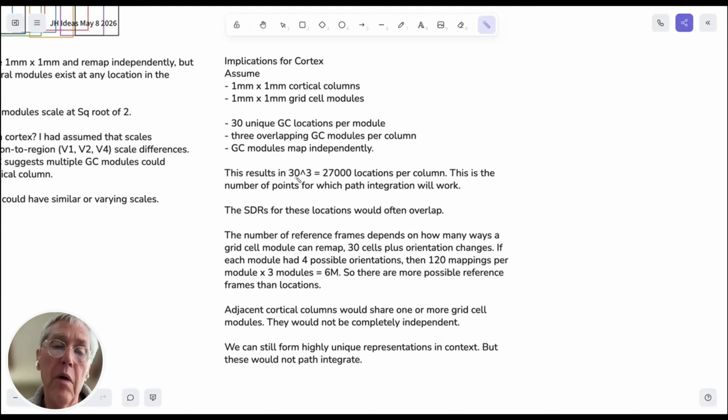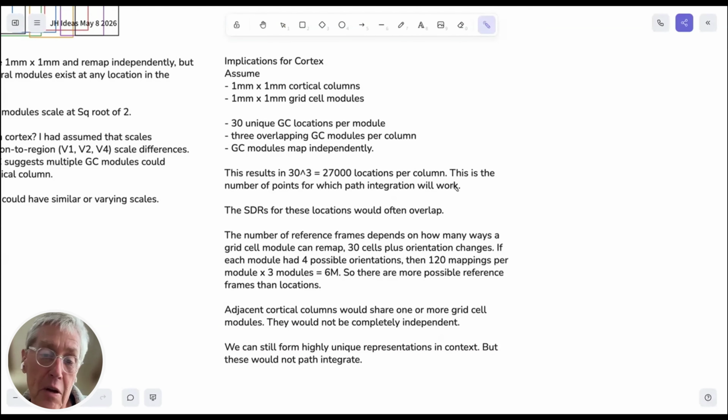Instead of one module, I have 30; two modules, I have 900; and three modules, I have 27,000. So this meant going from 30 unique locations to 27,000 unique locations, which is not bad. This is the number of points for which path integration would work. Meaning I could path integrate these three separate grid cell modules, and any point in this space would be path integrated correctly, which is far better than I had before. It's probably not enough, but it's far better.